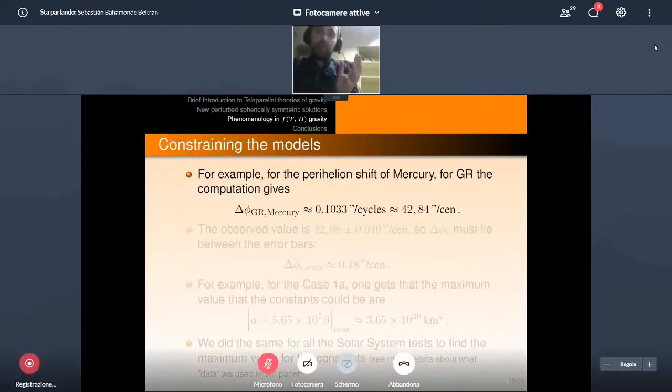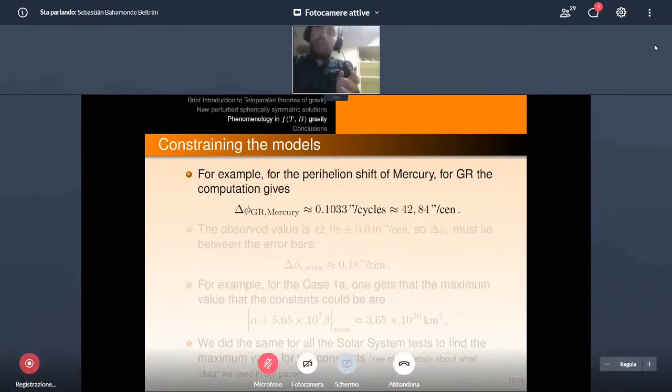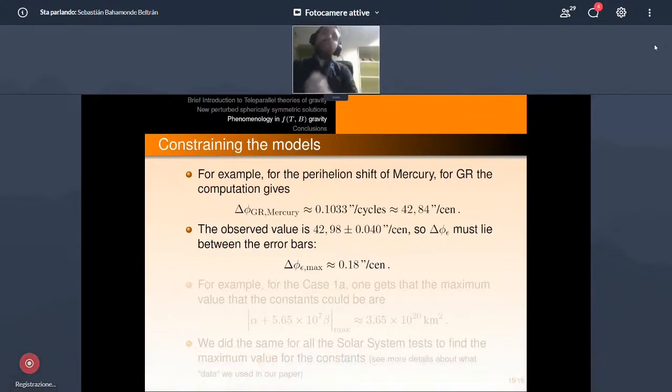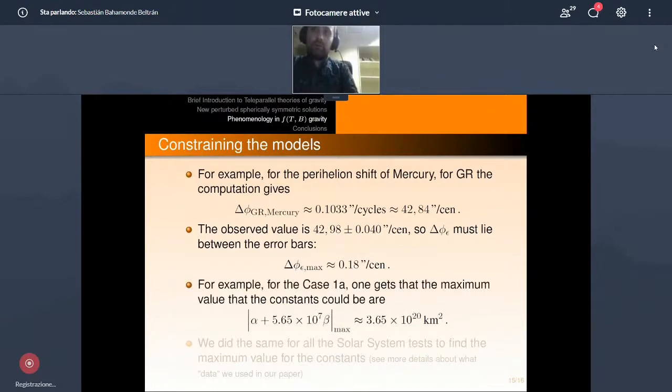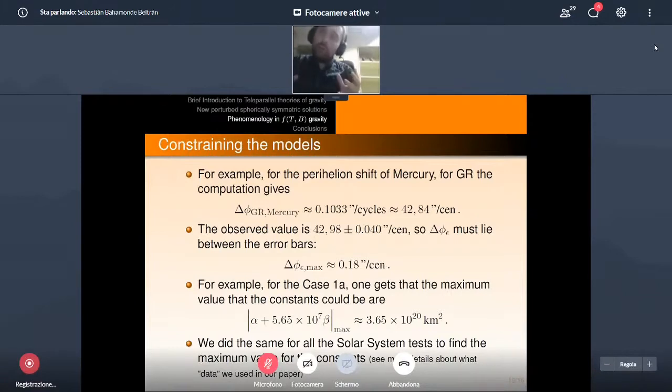And finally, we constrain our models in the solar system with some constraints. For example, for Mercury, you know the value from GR, this very well-known result. So we know the observed result, and we know the maximum value that we can get from the modification of our perturbed solution. Using this, one can find a constraint on the model and the maximum values that you can take for your parameters alpha and beta, for example, and also gamma. We did the same thing for all the solar system tests that I showed you before, the Shapiro delay and deflection of light, and also the shadow. And we tried to constrain the model with the maximum value that you can have for these perturbed solutions.